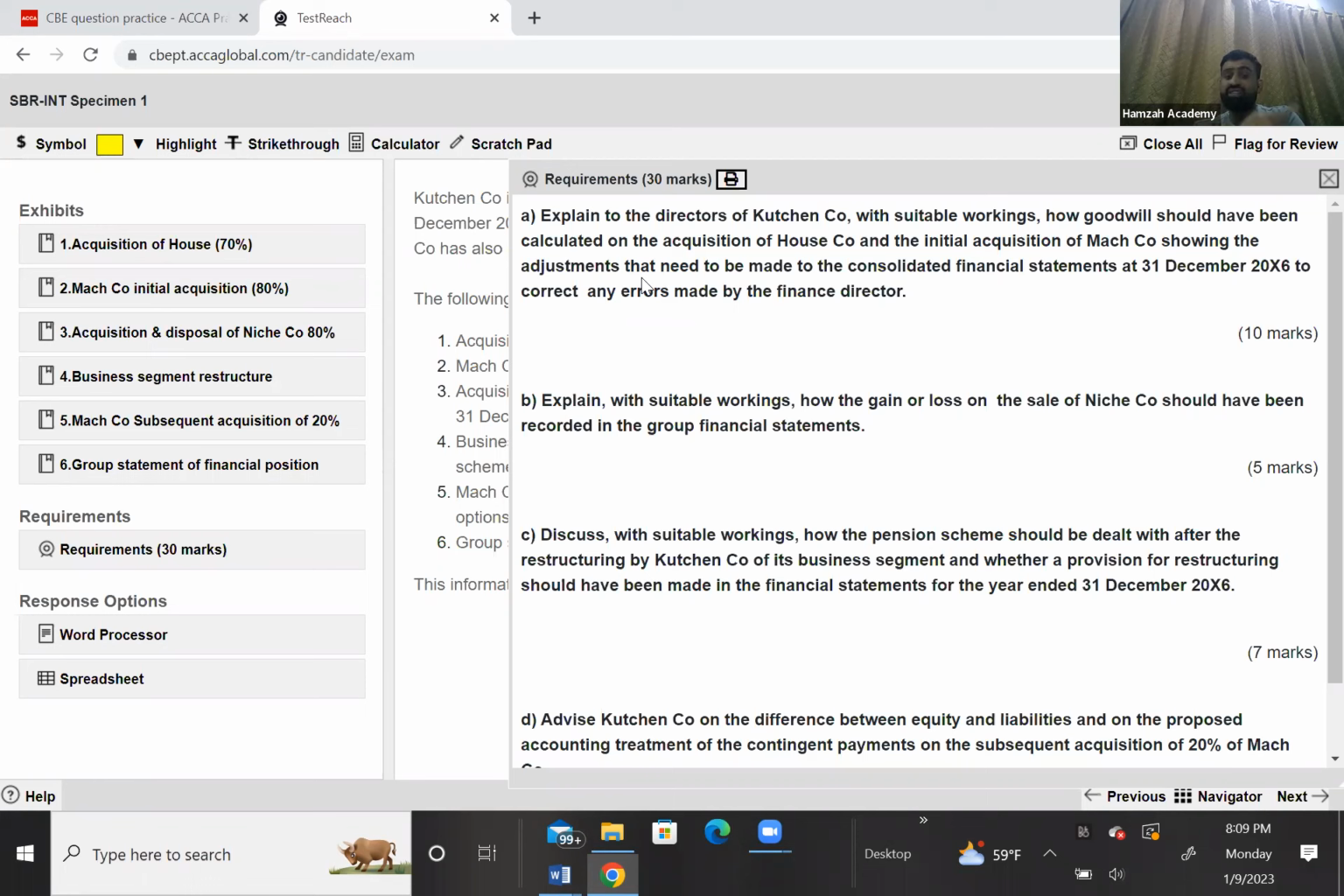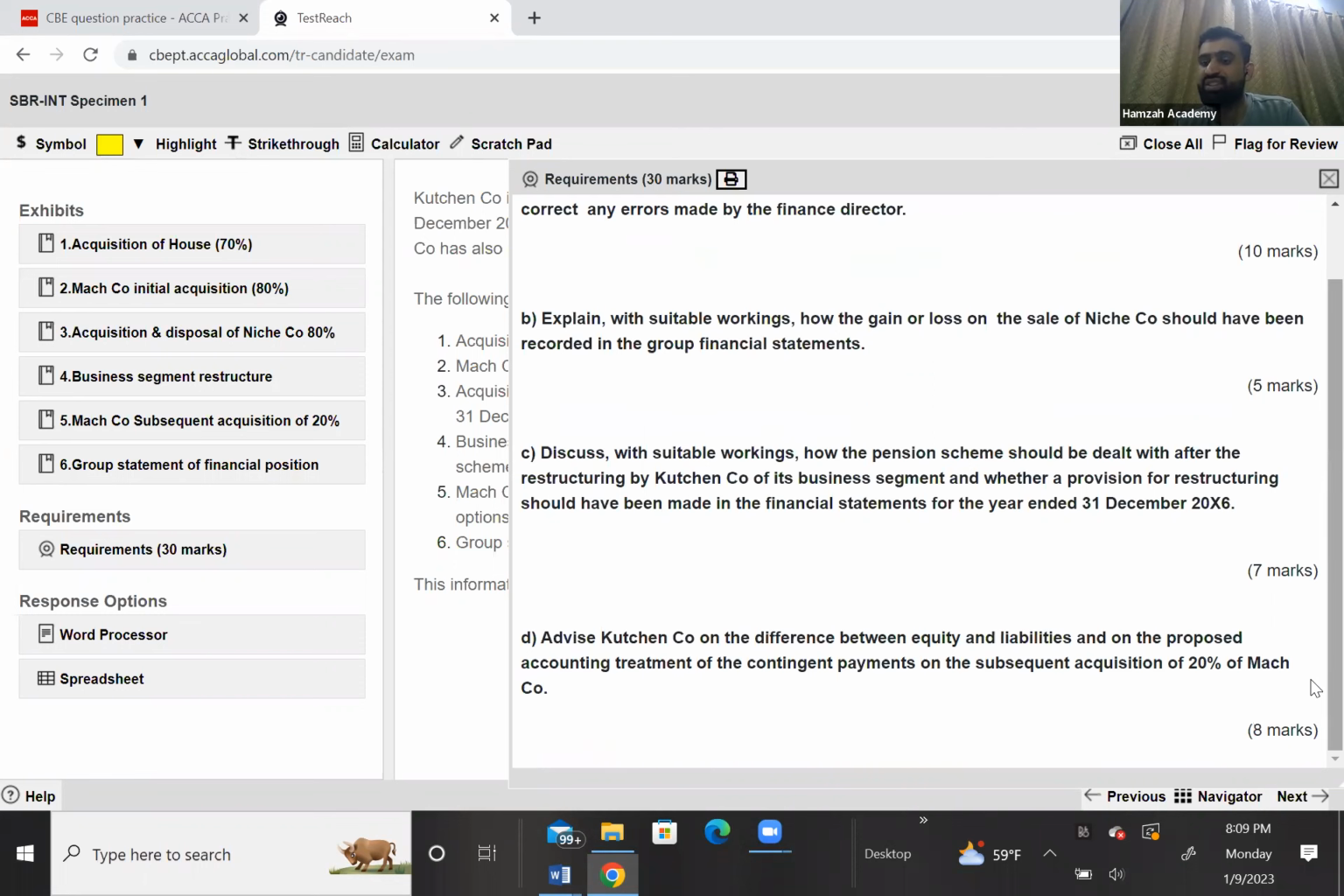Then C, discuss with suitable working how the pension scheme should be dealt with after restructuring by the K company. Now, this requirement is on a specific accounting standard, which is IAS 19 Employee Benefits. Okay, group accounts plus a specific accounting issue.